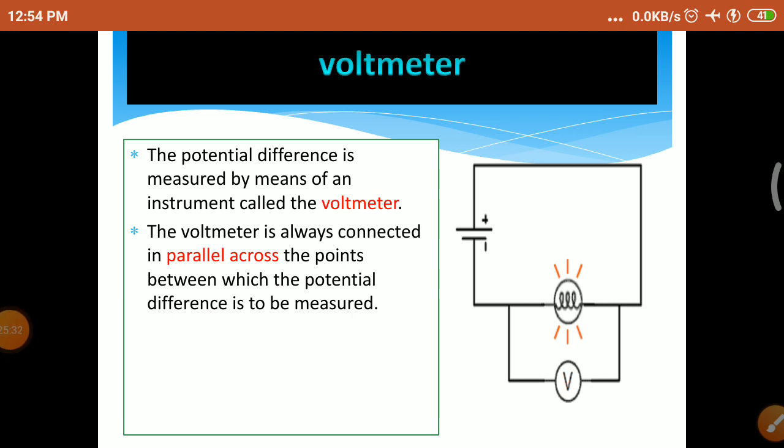I hope you understood what is meant by potential difference and what is meant by 1 volt and voltmeter and where we have to connect the voltmeter, etc.